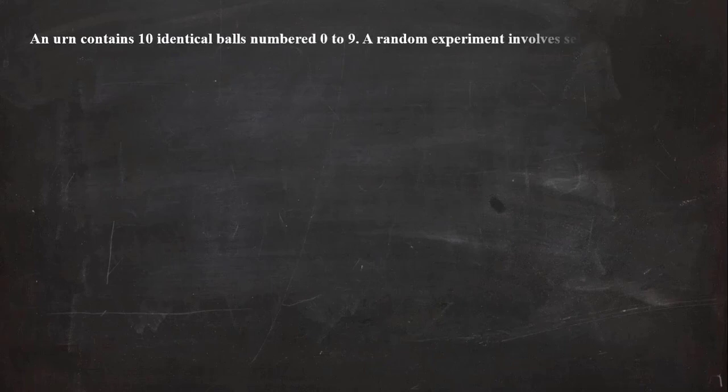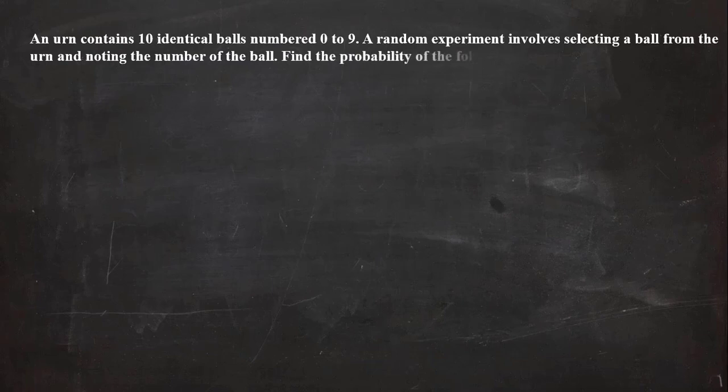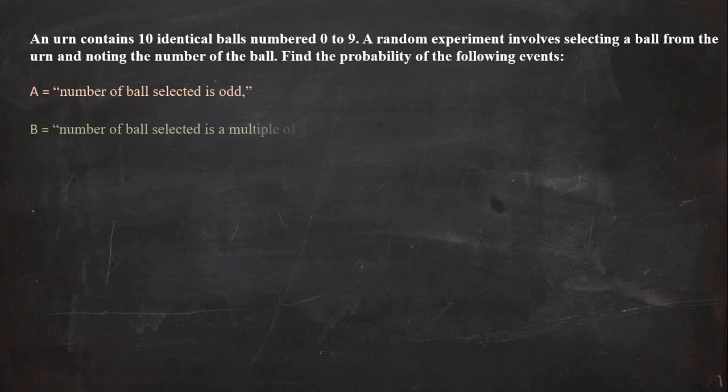An urn contains 10 identical balls numbered 0 to 9. A random experiment involves selecting a ball from the urn and noting the number of the ball. Find the probability of the following events. Event A is the number of the ball selected is odd. Event B is the number of the ball selected is a multiple of 3. And event C is the number of the ball selected is less than 5.